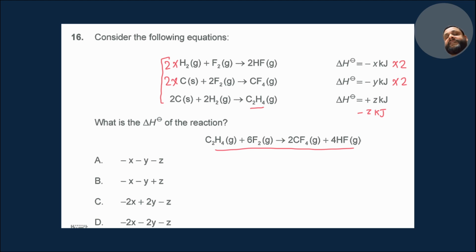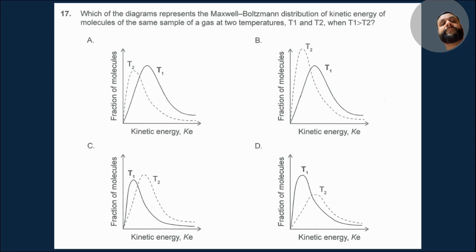So we need to add delta H as well. So delta H will be equal to minus 2x plus minus 2y plus minus z. So if I solve this, I will have minus 2x minus 2y minus z. So let's look at the options. Option D has minus 2x minus 2y minus z. So D is the correct answer.